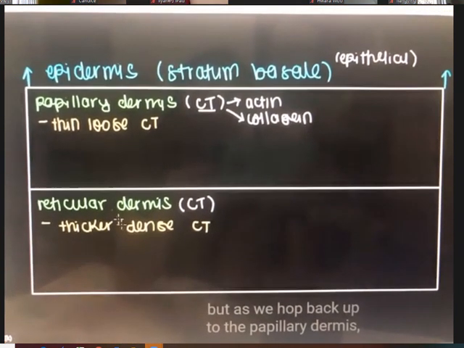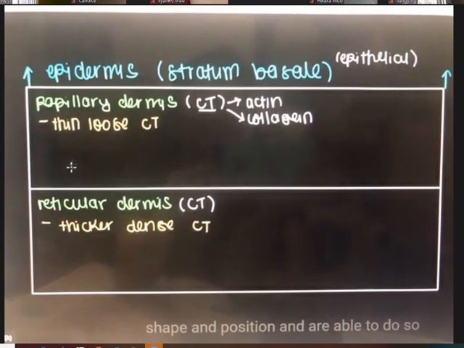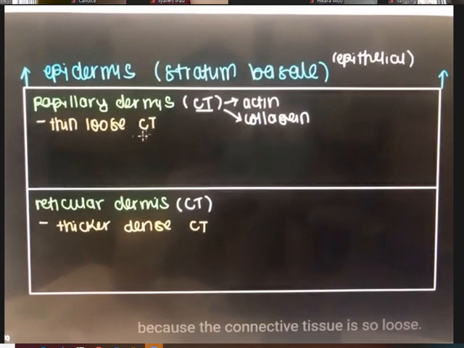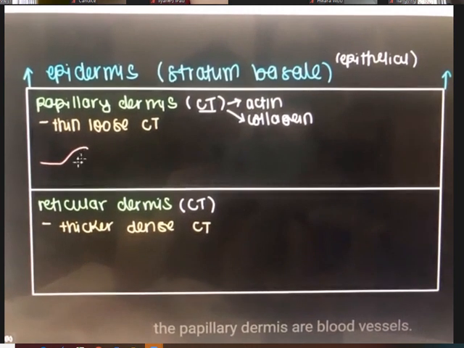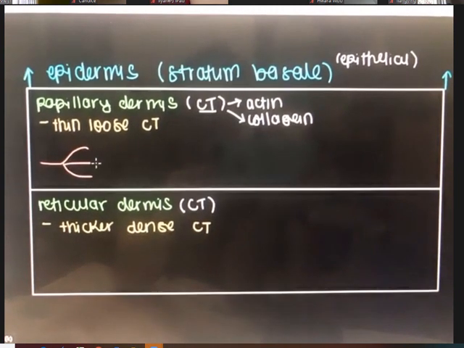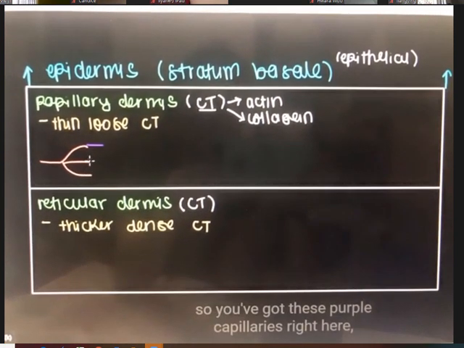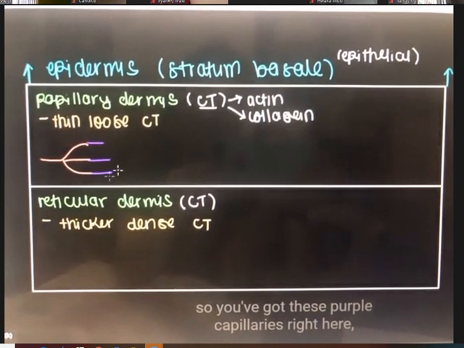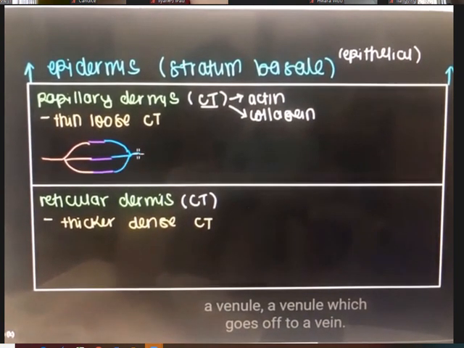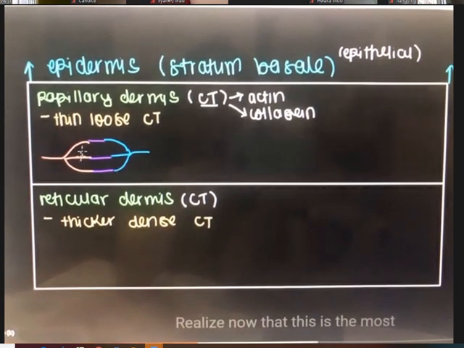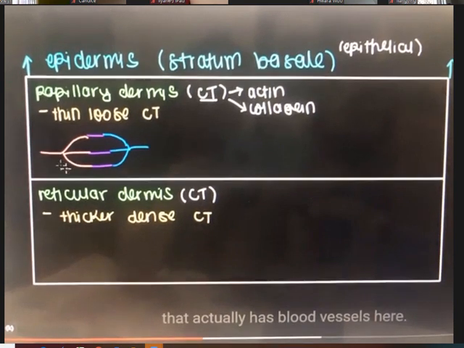But as we hop back up to the papillary dermis, there are a variety of things that we have here that have to change shape and position and are able to do so because the connective tissue is so loose. One of the main things we find in the papillary dermis are blood vessels. You recall when you have an arteriole from an artery branch off into a capillary. So you've got these couple capillaries right here, and then come back together to make a venule, which goes off to a vein. And realize now that this is the most superficial or the topmost layer of your skin that actually has blood vessels here.